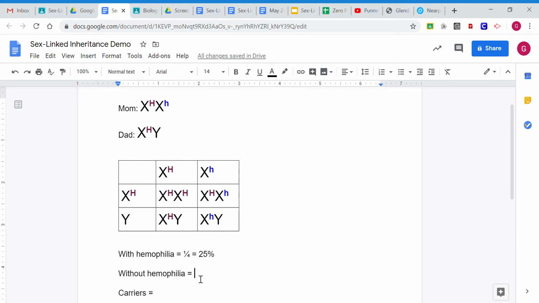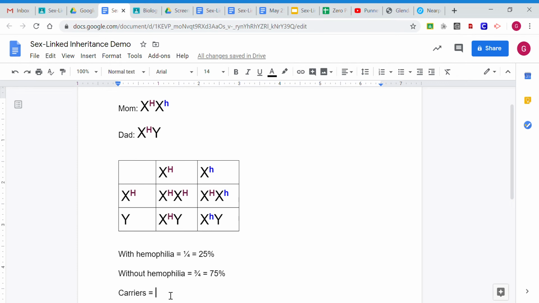So simple fraction, 1 out of 4, which is going to give us our 25% chance that their offspring will have hemophilia. Now, what's the probability that they're safe and their offspring is not going to have hemophilia? So all of this, 1, 2, and 3, all of those offspring will not have hemophilia. So it's going to be 3 out of 4. And that's going to give the 75% chance that their offspring will not have hemophilia. So with parents with these genotypes, there's a higher chance that their offspring will not have the disorder compared to the chance that their offspring will have the disorder.